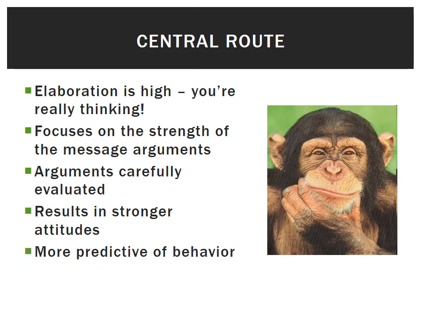So if you really want to get somebody to change their behavior, if you're trying to launch a persuasion technique or tactic to do that, you really probably should target the central route because that's going to be the most predictive of behavior. So again, with the central route, you're focusing on the actual message itself. How good are the arguments from that message?